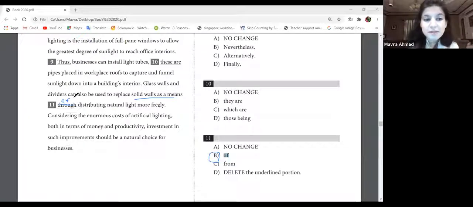So "of" is the important preposition that we need to use when we refer to the subject glass walls and dividers, and then when they replace solid walls to distribute natural light more freely, right? So yes, this is going to bring us to the end of the writing session, and we have already discussed the examples. Now we are familiar with what the writing section looks like. We are familiar with the most important 7 tips that we discussed, and we know how we are going to tackle the questions in the writing section.